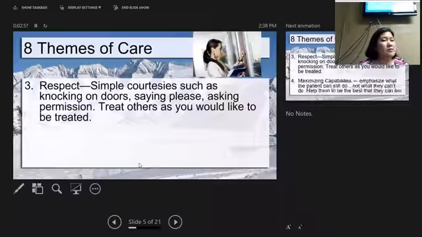Another theme of care is respect. Your simple courtesies that we've talked about, knocking on the door, saying please and thank you. Again, we live in the South. We say yes ma'am, yes sir all the time, but some people find that offensive. Some people don't want to be called yes ma'am. So if they don't like it, don't do it. I know it's habit. I say it all the time, but for some people it makes them feel old or they just don't really like it. So common courtesies and respect. Treat others as they want to be treated. If they ask you not to call them ma'am, don't call them ma'am. Okay?